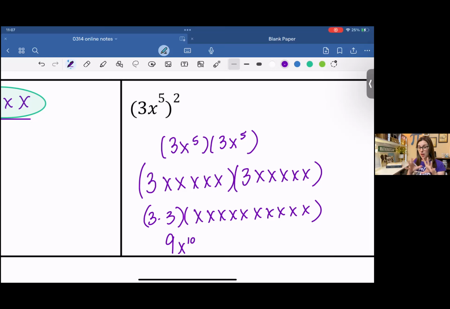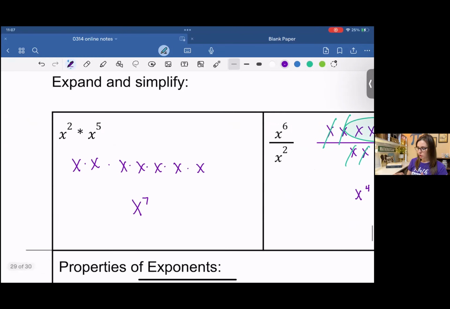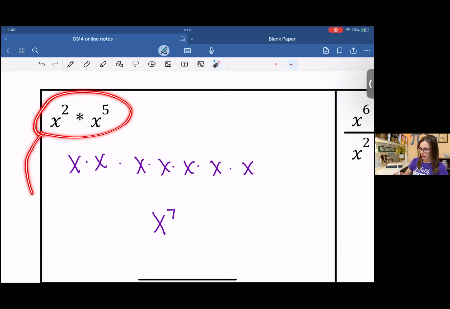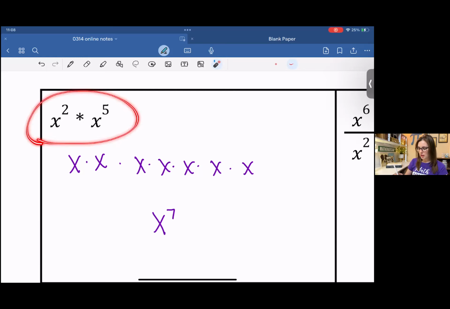Okay, so maybe you were seeing some patterns as I was going, but let's back up a little bit. So let's go to this first one. I've shown you the long way, and the long way obviously works, but you might get a little bit tired of writing out x's so many times, especially if it's like x to the 100th. That's ridiculous. So we don't really want to have to do this over and over again. So what do you notice here that happened? If I have x squared times x to the 5th, I ended up with x to the 7th. How can I go quickly from this step to this step? What's happening to the x's?